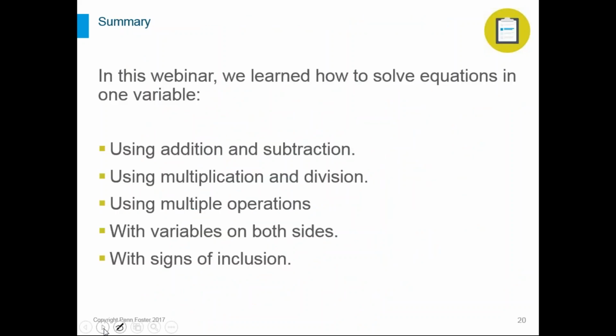So far in this unit we have spoken about using addition, subtraction, multiplication, and division to solve an equation in one variable. We also used multiple operations, and learned that we have to eliminate addition and subtraction first and then multiplication and division next. We looked at equations with variables appearing many times and on different sides of the equation, and we looked at equations with signs of inclusion and learned how to start those equations.